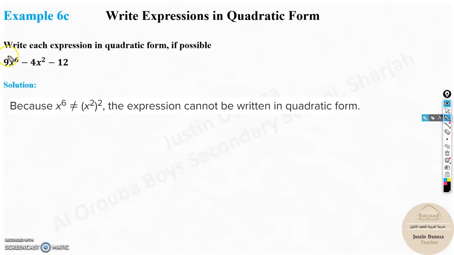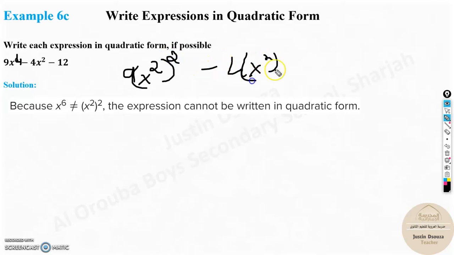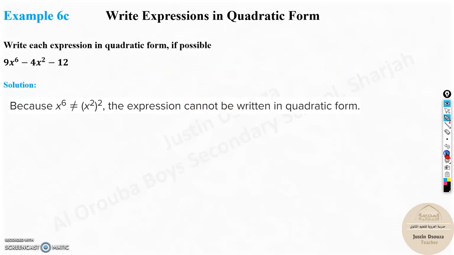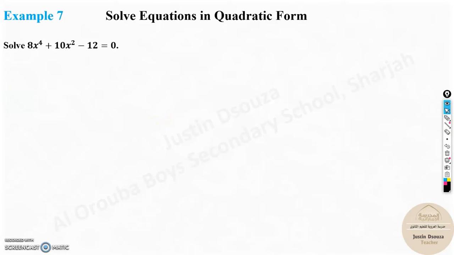If this had an x to the power 4, then the answer would be 9x squared, the whole square, minus 4x squared, minus 12. I hope you understand, it's just writing. But since we have 6, we cannot write that in quadratic form. Now, the last one, let's solve using quadratic form. You'll understand why we write quadratic form, and it is very easy to solve that. That's why we write it.